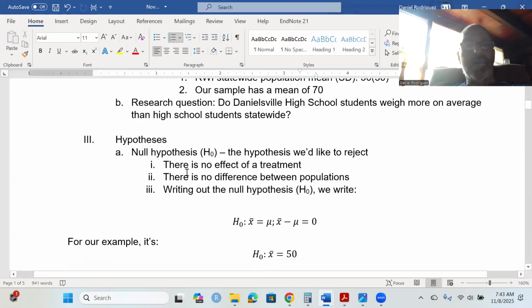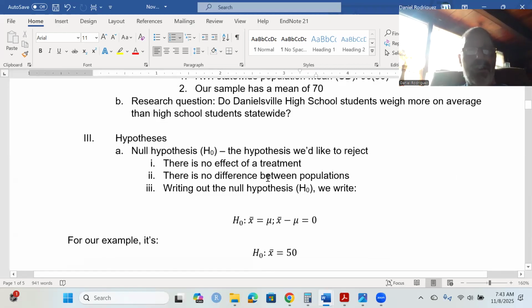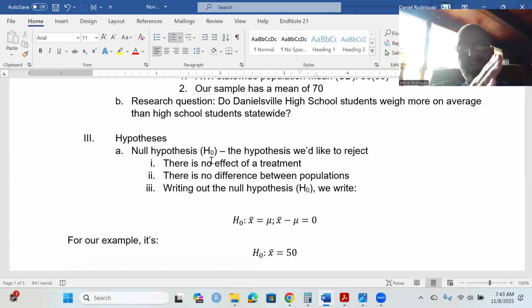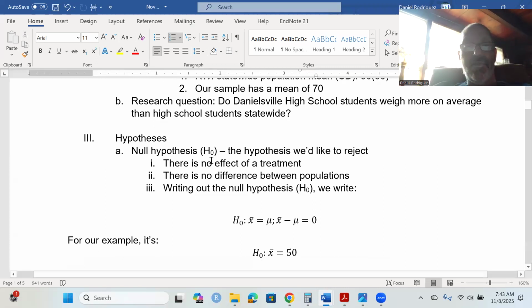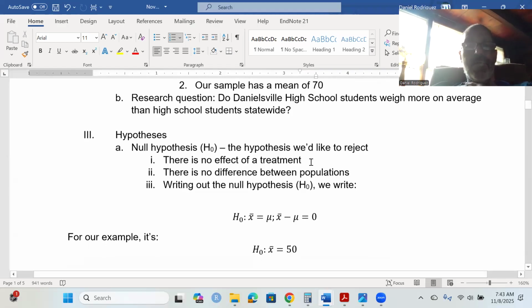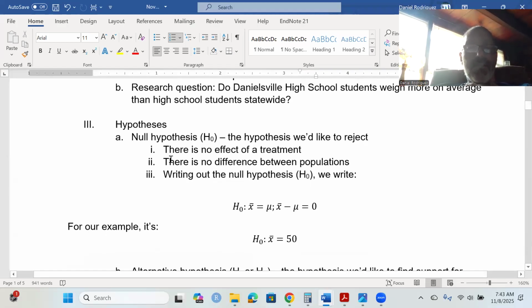So our hypothesis and our null hypothesis, and we write null hypothesis with H sub 0. 0 could mean null, or the hypothesis you'd like to nullify, or it could mean the difference between our population and our sample is 0, whatever you want to attribute that 0 to. But it's the one that we want to reject. Okay.